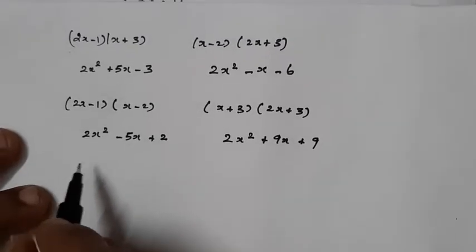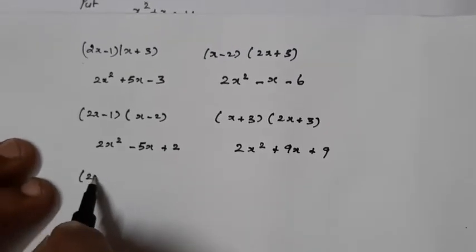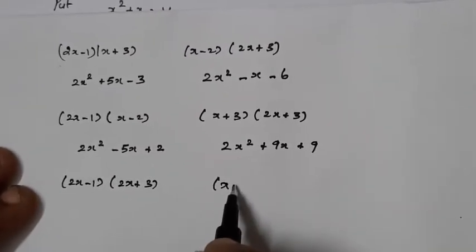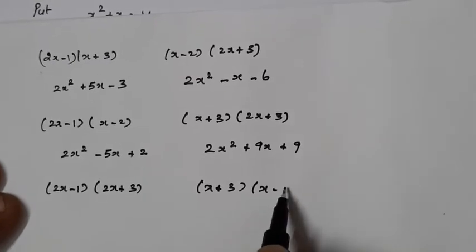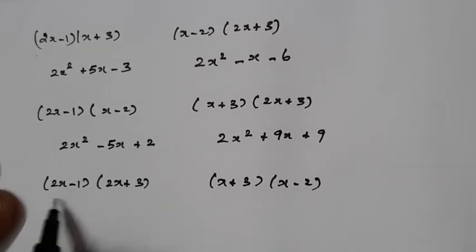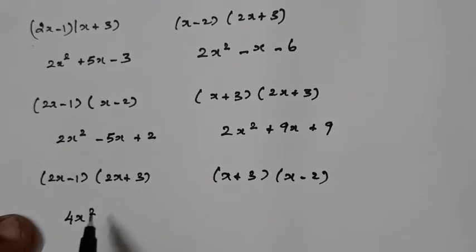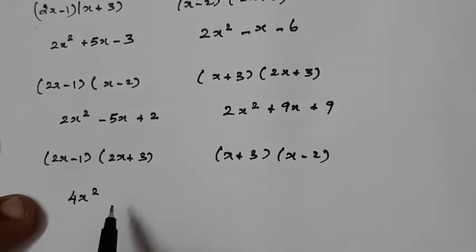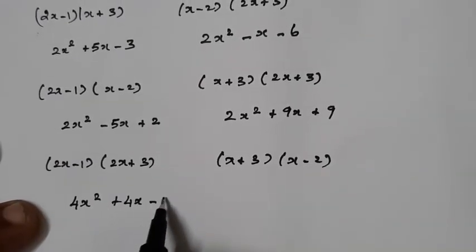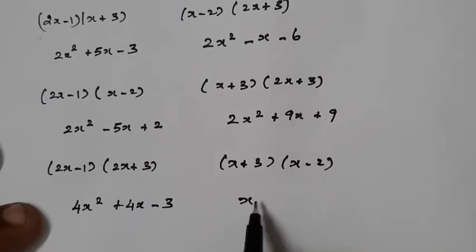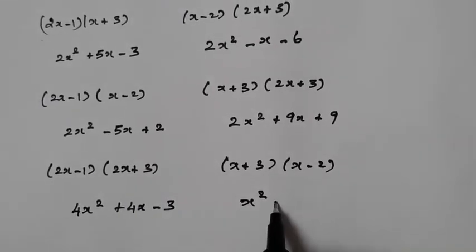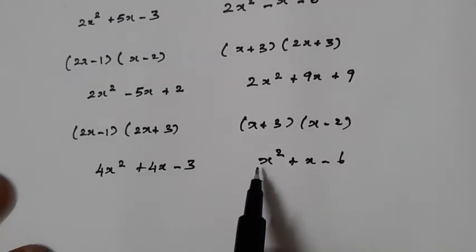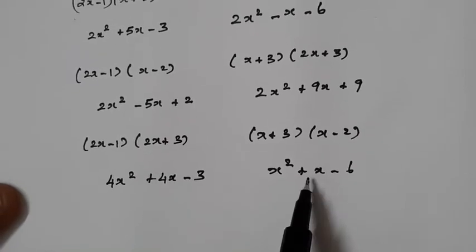Let us come to the third possibility, that is choosing the first factor and the fourth factor, 2x plus 3, and the second and the third factors, x plus 3 and x minus 2. If you multiply this, it would be 4x squared minus 2x plus 6x, that is plus 4x minus 3. And here x squared plus 3x minus 2x is plus x minus 6. Here the coefficient of x squared itself is different, and also the coefficients of x are different.